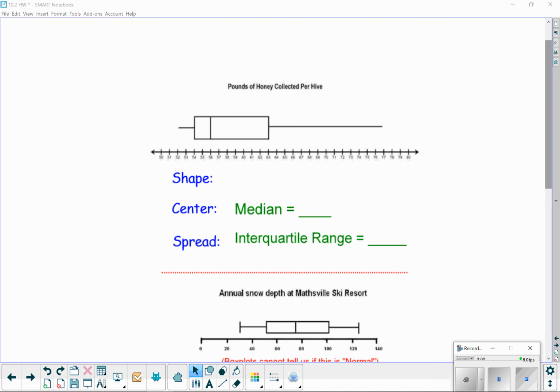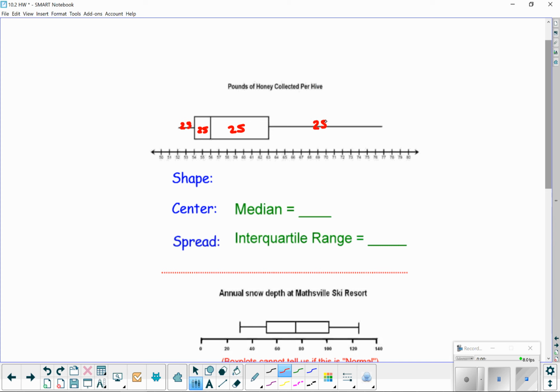All right, so this is the back side of your 10.2 homework. On this side we're trying to interpret some data, and we're going to be looking at box and whisker, or box plots, and we're going to be looking at shape, center, and spread. So for the shape, like we talked about, 25% of your data is right here, 25% of your data is right here, 25% of your data is right here, and then 25% is right here.